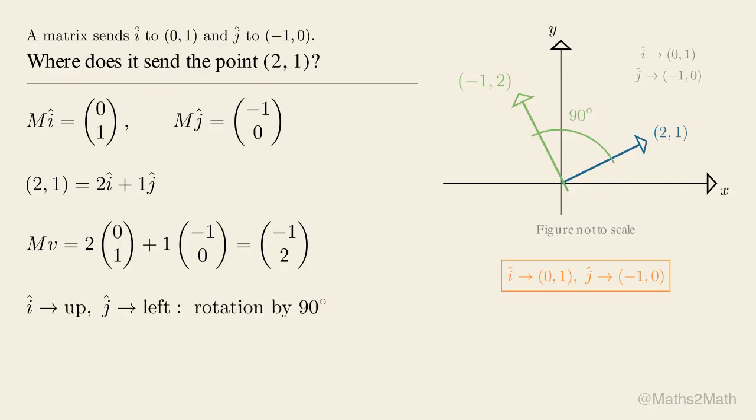And step back, right went to up, up went to left. Both building blocks turned a quarter turn, so the whole plane did. This matrix is a 90-degree rotation, and 2, 1 landing on -1, 2 is just that turn in action.